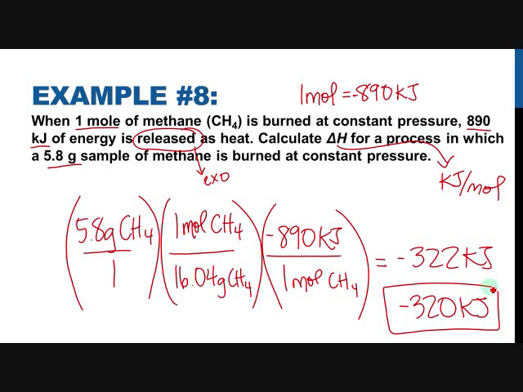Okay, so this is just another way that we can use, even though we're not given enthalpy of reactants or enthalpy of products, we can still figure out how much is released for a process given some information. So you could just use canceling of units, dimensional analysis, to solve these problems.